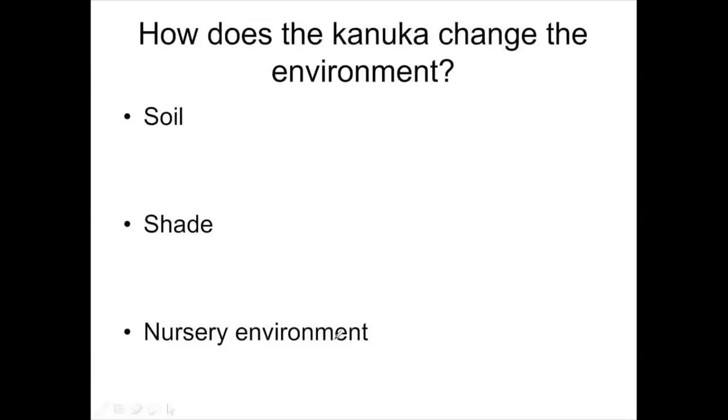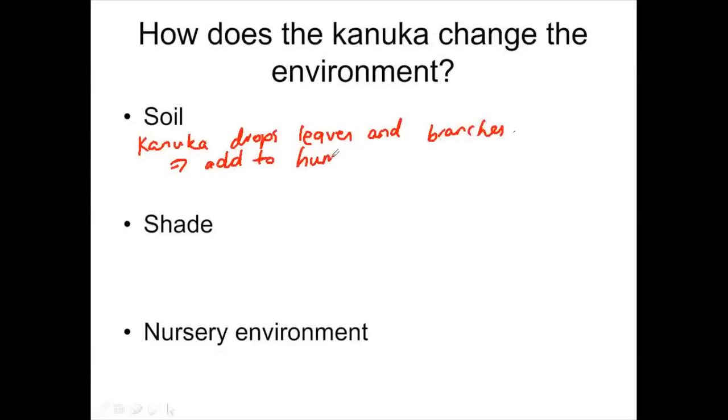Okay, well that kind of already answers a bit of this. So how does Kanuka change the environment? Kanuka changes the soil, because Kanuka drops leaves and branches. Okay, Kanuka drops its leaves and branches. This will add to the humus, and that will in turn increase soil quality.